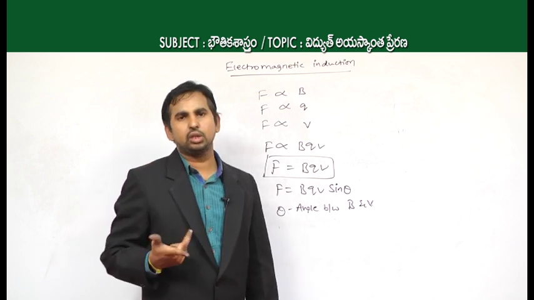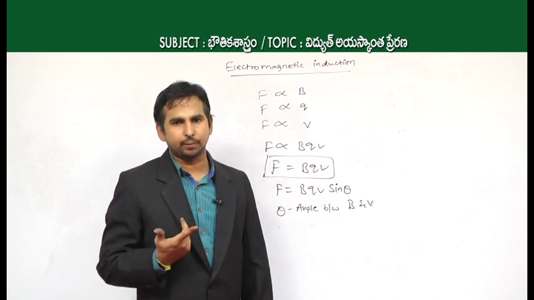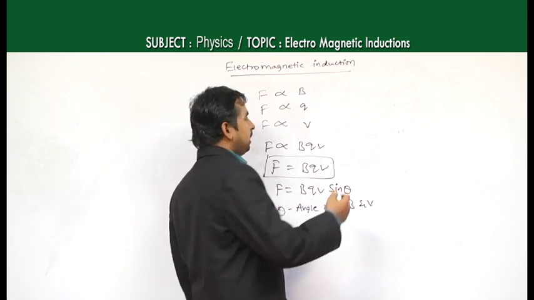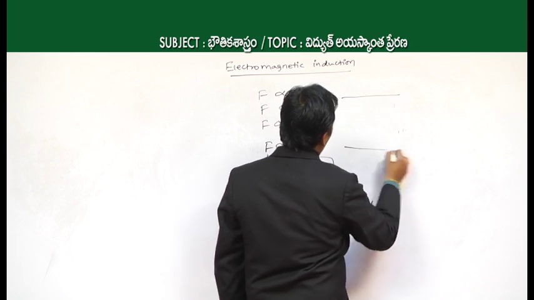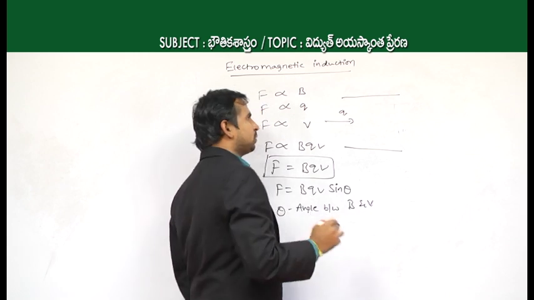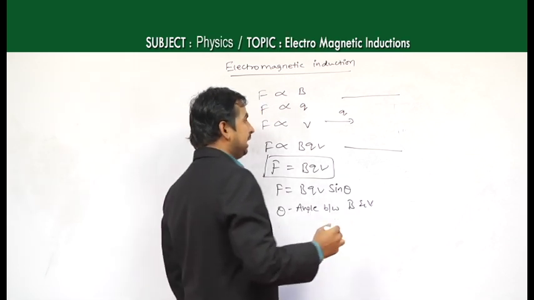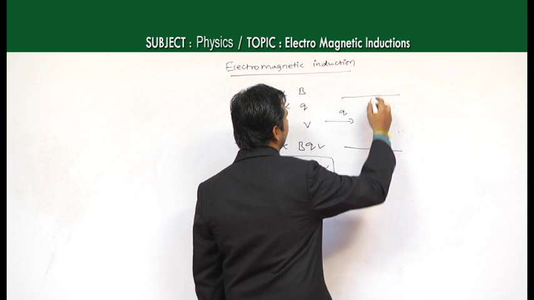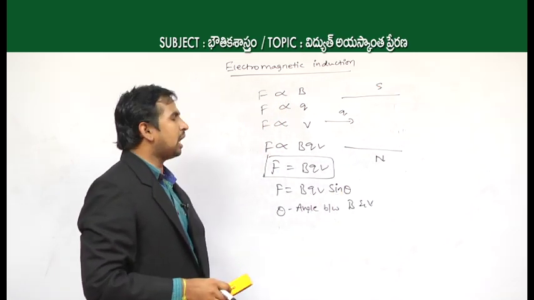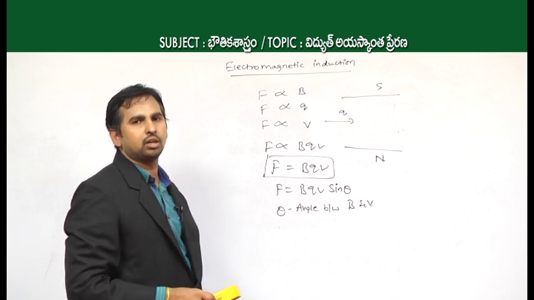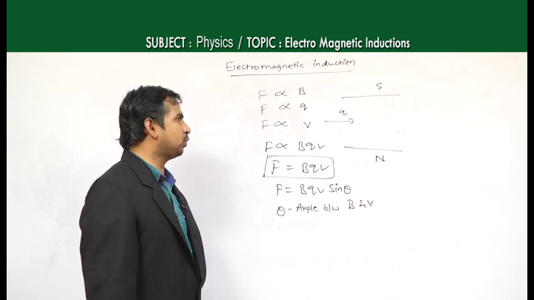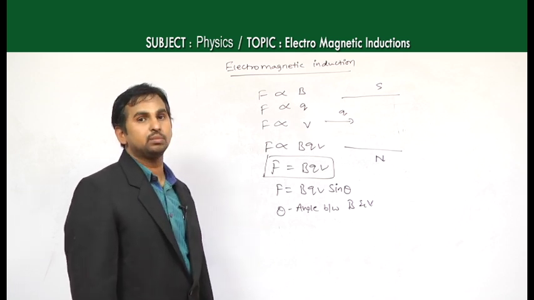Based on this only, we are having more questions being asked. For example, if the question is like this: you are taking a charge which is entering into a plane like this. Let us suppose a magnetic field is present such that towards the downwards we have a north pole and upwards we have a south pole, and the charge is present perpendicular to the N and S, where the magnetic force acting is maximum.